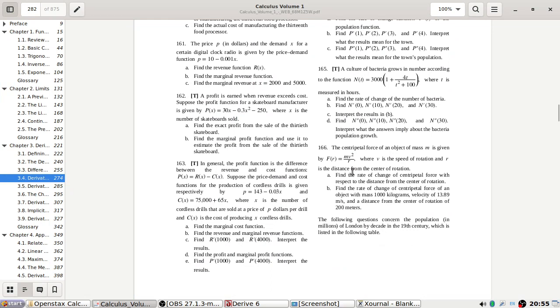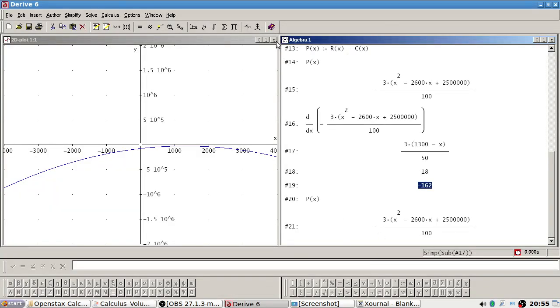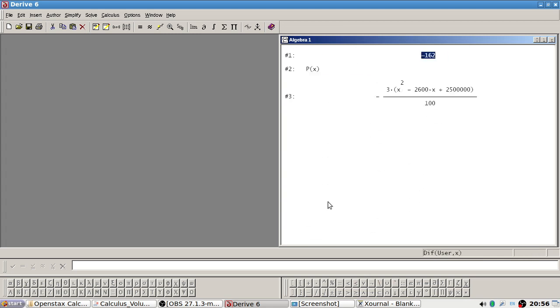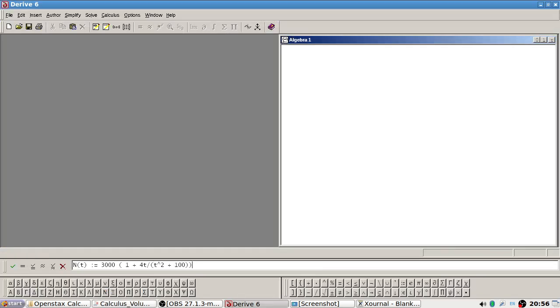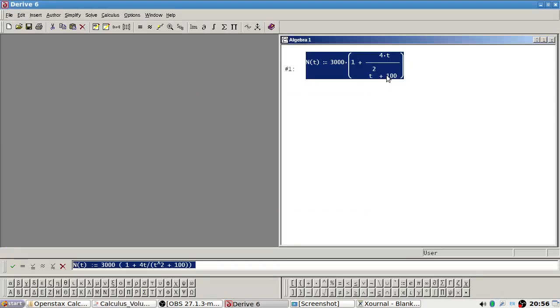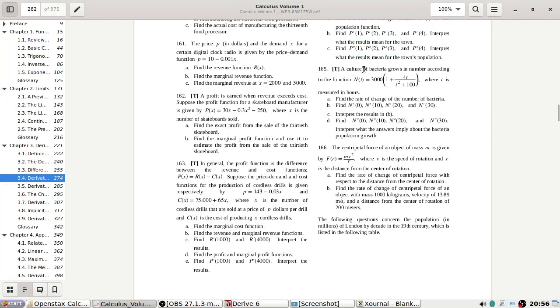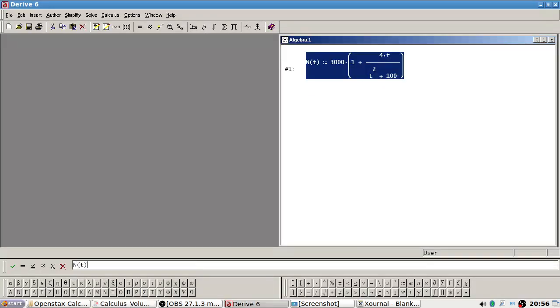Next one now, 165. So we've got a sort of bacteria growth going on here. 3,000 times 1 plus 4t over t squared plus 100. A culture of bacteria grows in number according to the function n(t), where t is measured in hours. Find the rate of change of the number of bacteria. Well, that's just going to be its derivative.